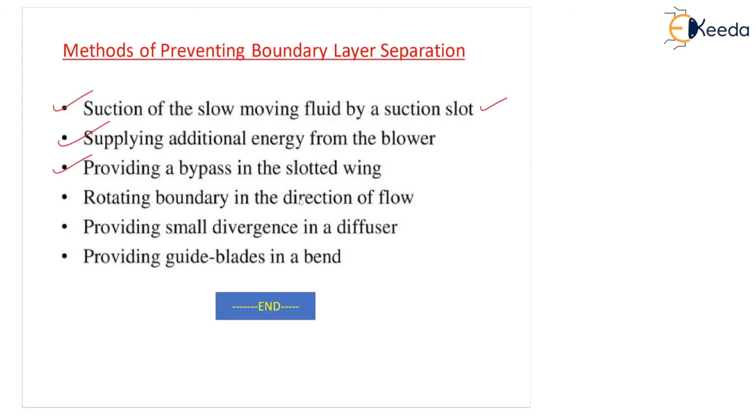Then providing a bypass in the slotted wing. Bypass means we are bypassing the high energy air from the bottom to the top surface. On the slotted wing, they're talking about the aerofoil. Then rotating the boundary layer in the direction of flow will also delay the boundary layer separation. Providing a small divergence section in a diffuser will also help to prevent the boundary layer separation. And providing guide blades in a bend directs the flow in a good direction, so that the flow should not separate. These all are the methods used for preventing the boundary layer separation. The first two or three are very much common practice. Okay. Thank you.